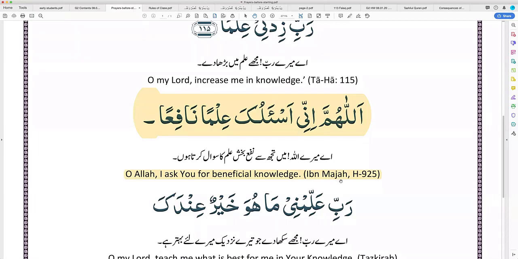Ibn Majah. Okay. And this tells you the date. So this is a book of hadith, and you will find this in there. Okay. So let's now move on.